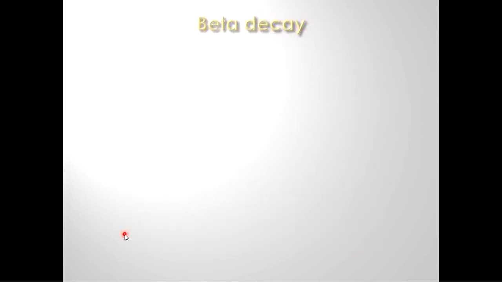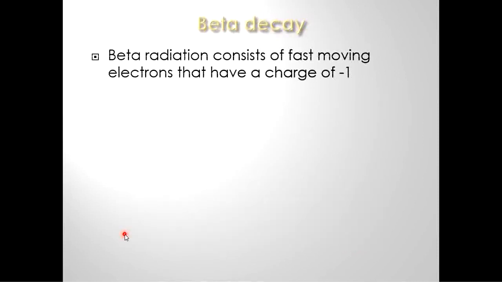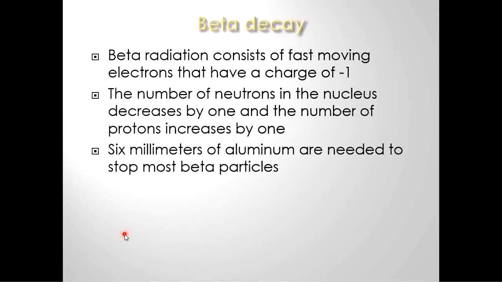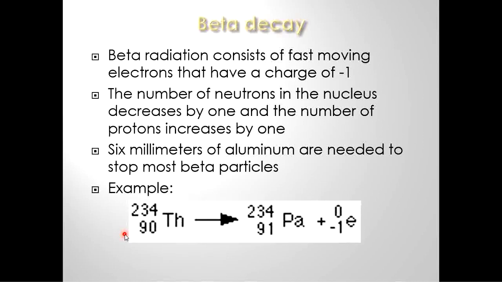So the second type of radiation is called beta decay. Beta radiation consists of fast-moving electrons that have a charge of -1. It can be stopped by any thin piece of metal. An example of beta decay is the following. Here we have thorium, and it goes through beta decay, and it changes into a completely new element. And here the 0, -1 e is what we use to represent a beta particle.